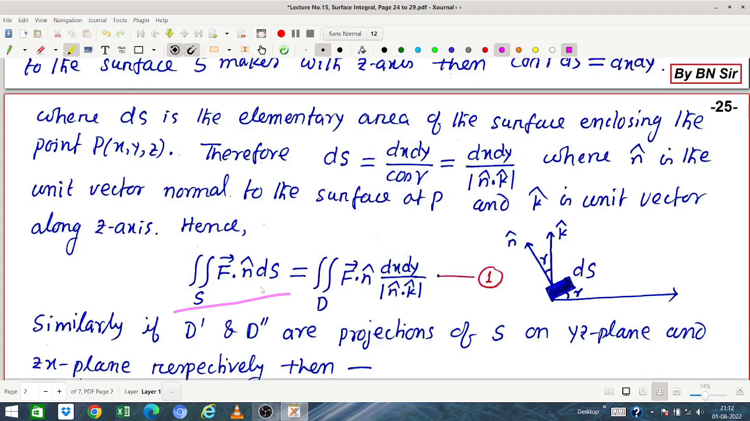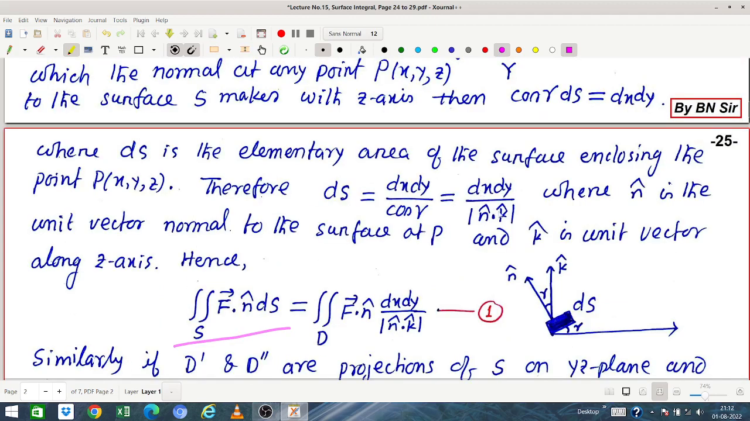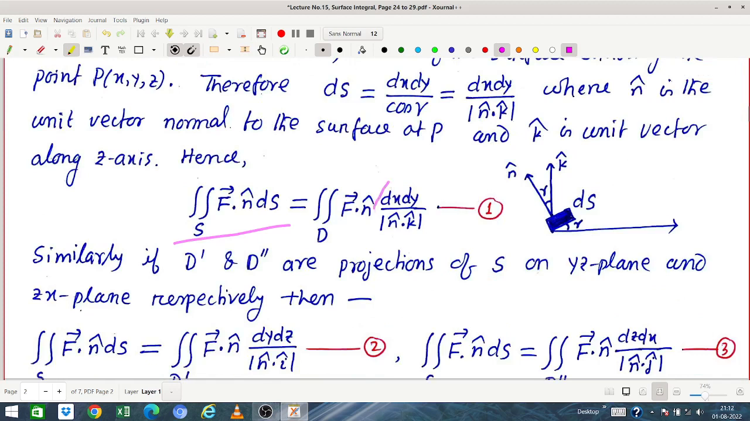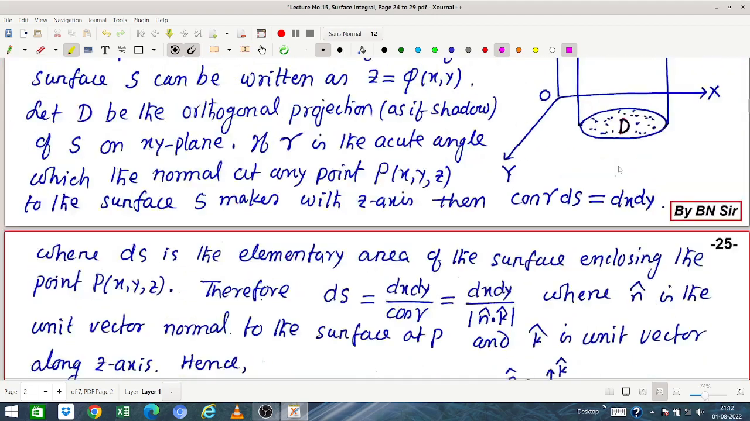f dot n cap ds. We have dx dy by mod n cap dot k cap. So this ds becomes dx dy by mod n cap dot k cap, but now it is dx dy. So our integral is over the projected domain.